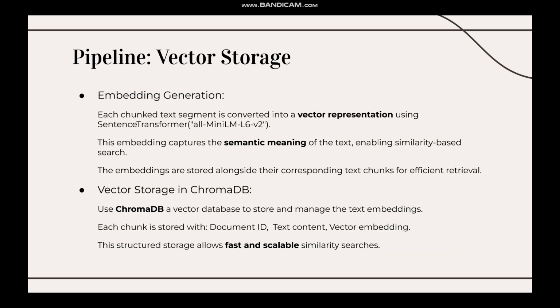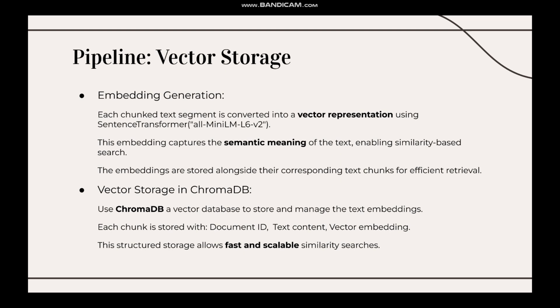After the chunking part, we jump into the vector database part. We need to build a vector database based on the chunks. First, we need to convert each chunk to vector data, the embeddings. We use the same sentence transformer model as in the chunking part to keep coherence between the chunking and the embedding part. This embedding captures the semantic meaning of the text, enabling similarity-based search. And these embeddings are stored alongside the corresponding text chunks for efficient retrieval.